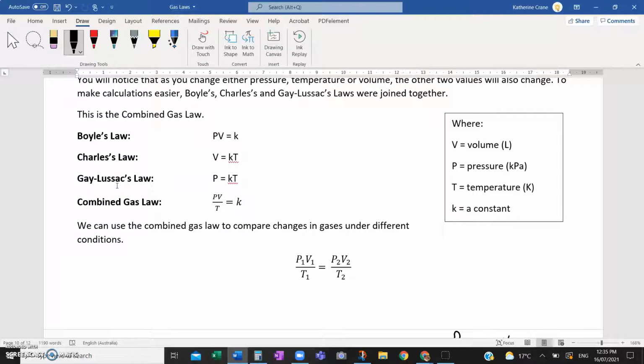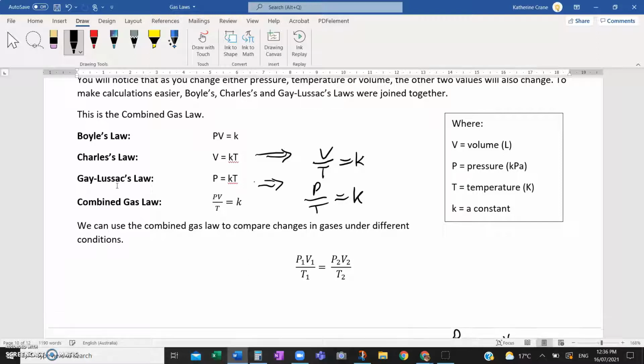By putting these together, we know that with this side here, V divided by T is K. So we basically just keep making K the thing. Same here, P divided by T is K. And we know P times V is K. So with all those things, if we put them all together, we end up with the combined gas law: PV over T is equal to K.